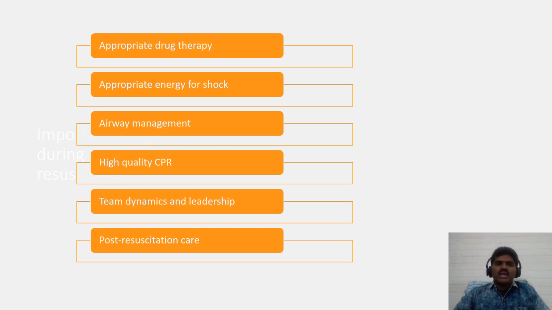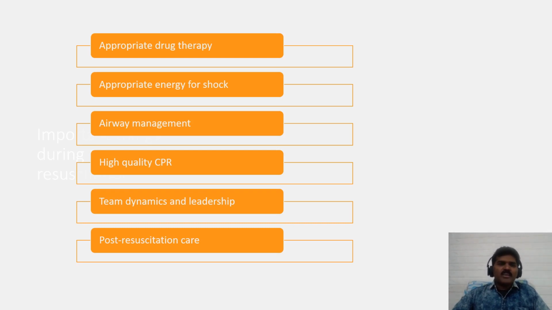Appropriate energy for shock. You can straight away use the maximum energy available on the particular defibrillator you are using, or you can follow an escalating protocol where you start at 120 joules and increase by 20 joules each time. Airway management: within the second cycle you need to secure a definitive airway with endotracheal intubation if expertise is available. If expertise is not available, you can go for supraglottic airway devices, which are very easy to insert.